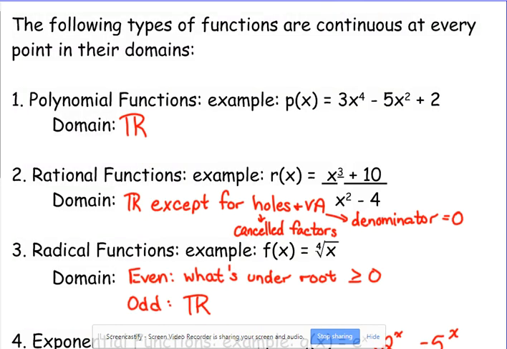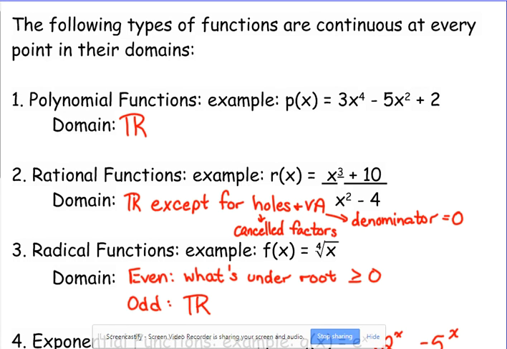All right, so let's talk about some functions you need to be familiar with. And you may want to pause the video along the way so you can write it down as I'm explaining. Number one, polynomial functions. They are continuous everywhere. They have a domain of all real numbers, so they are continuous everywhere. If it's a polynomial, you're good to go.